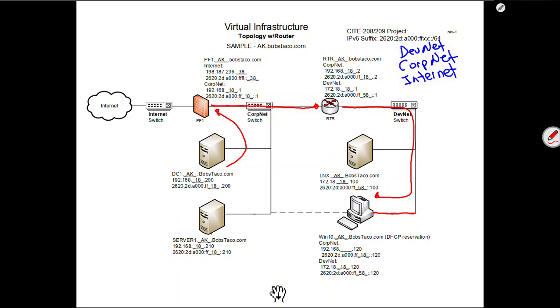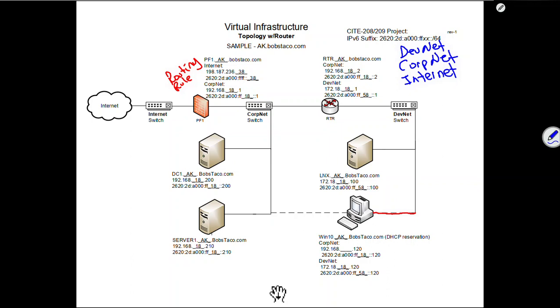If we do nothing to DC1 and Server1, that's how a ping packet or a trace would go. You could try it. You could trace route. Now, it is dependent upon that we have routing rules assigned on PF1, and we haven't talked about those yet. Now, what I'm asking you to do in class is to modify this default behavior and make it more efficient. I want you to tell DC1 and Server1 how to get directly to DevNet.